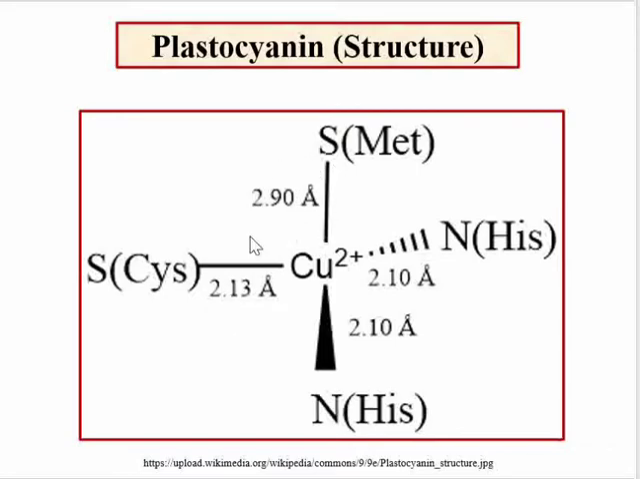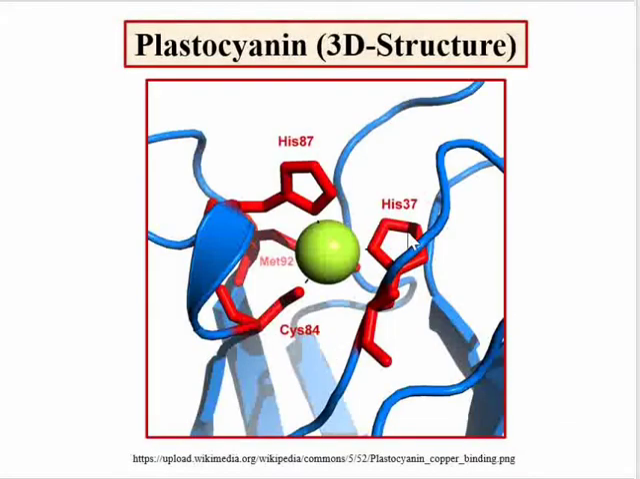So due to this difference, it becomes a distorted trigonal pyramidal geometry. And this difference in the bond length causes the redox potential of this particular complex. This is the 3D structure of plastocyanin, where this is the copper ion, and you can find there are two types of histidine, histidine 87 and histidine 37, and one methionine is present here and the other cysteine is present here. So these four ligands coordinate with the copper ion.